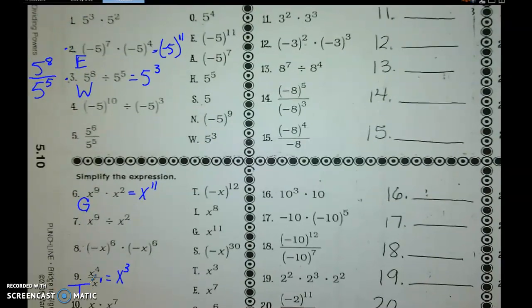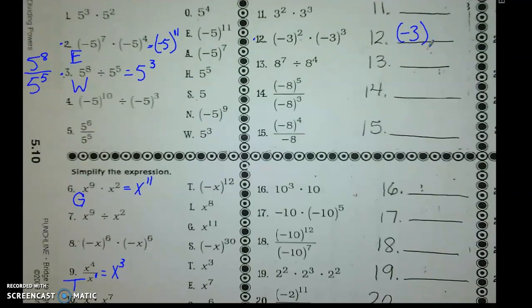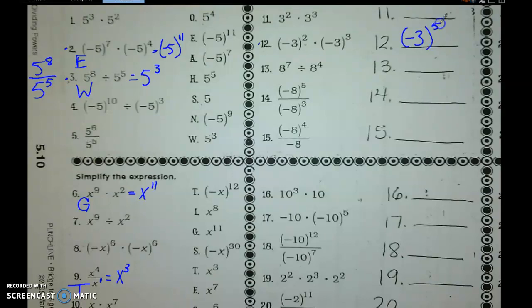Let's go ahead and look at the next section up here with number 11. So here, picking out a couple of them to work from. Let's look at number 12. Okay, our base is negative 3, and then we're going to add our exponents. 2 plus 3 is to the 5th power. Let's go ahead and look at number 14. So we have dividing, so we're going to subtract our exponents. Our base is negative 8. 5 minus 3 is 2. Okay, number 15, keep in mind that even though there's not an exponent right there, it is to the first power. Okay, let's move on down to the next section.